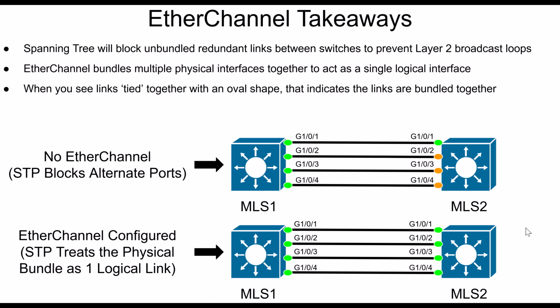When you see links tied together with an oval shape in a diagram, that indicates that the links are bundled together. So if you ever see a diagram with this oval shape tying links together, that indicates that those links are in an EtherChannel.